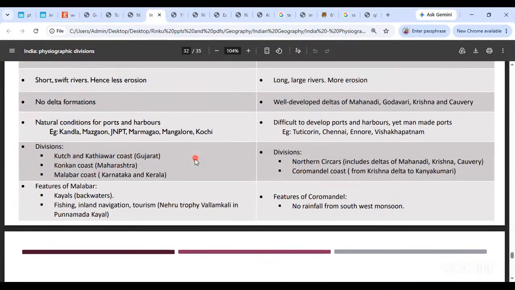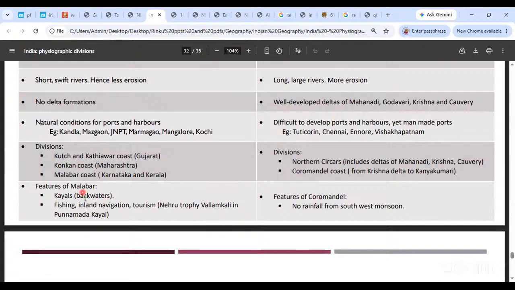That's just technology, engineering. The divisions of the western coastal plains begin in the Gujarat region. You call that the Kutch and the Kathiawad coast. Come to the Maharashtra part, you call it the Konkan coast, and when you go to Karnataka and Kerala, you call it the Malabar coast. The divisions in the eastern coastal plains are the Northern Sircars and the Coromandel coast. Northern Sircars is the Odisha and Andhra part, and the Coromandel coast will be the Tamil Nadu part and a little bit of the Andhra part.